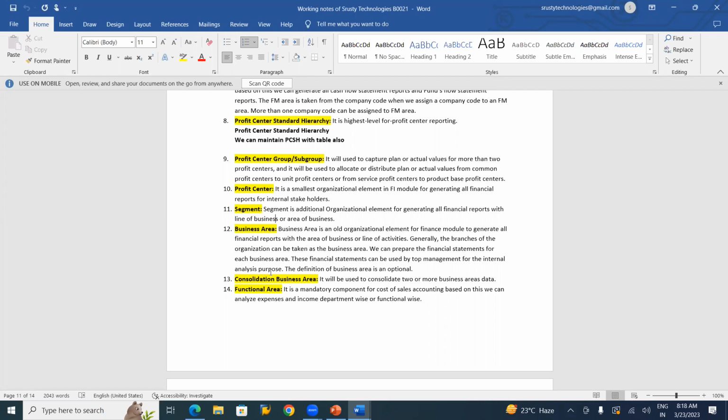It will be used to consolidate two or more business areas' data, that is, to combine different branches' data. So we need to create a consolidation business area. Okay, last element, functional area.